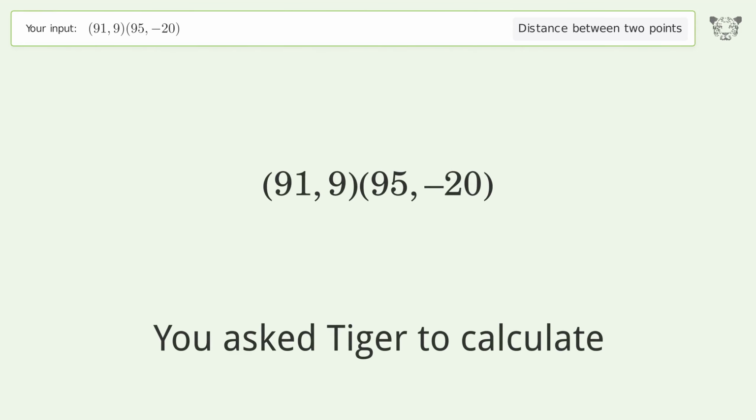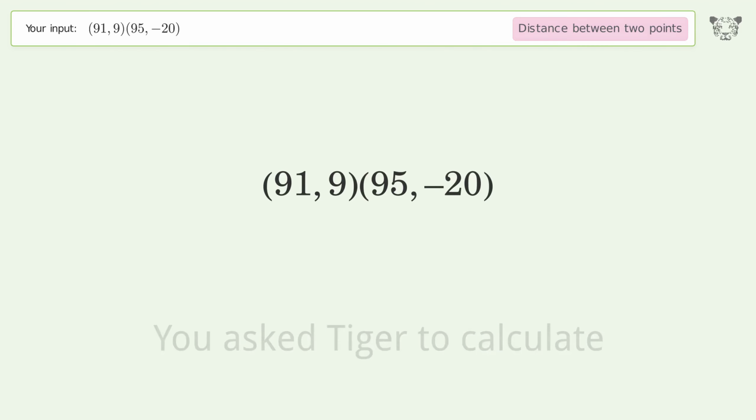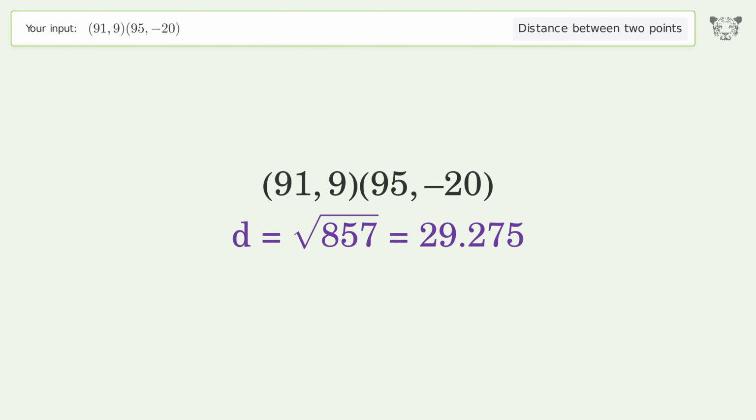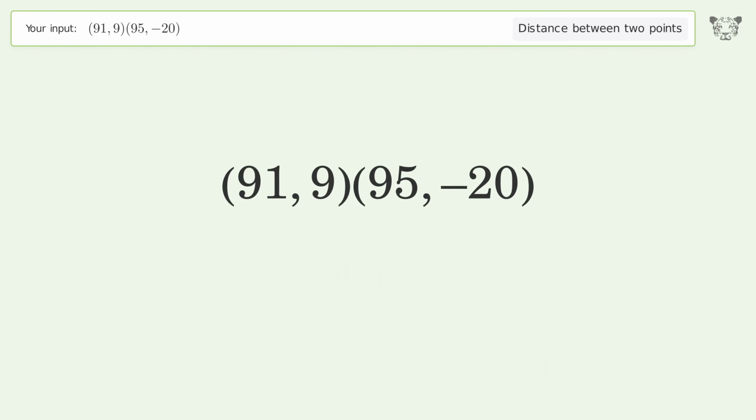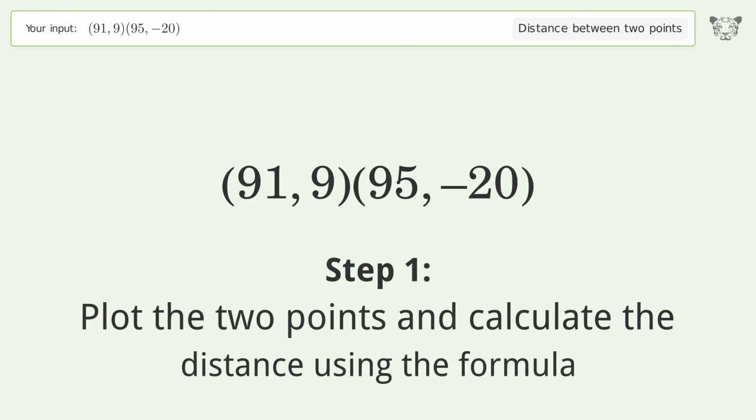You ask Tiger to calculate. This deals with the distance between 2 points. The distance between the 2 points is the square root of 857, or 29.275. Let's solve it step by step. Plot the 2 points and calculate the distance using the formula.